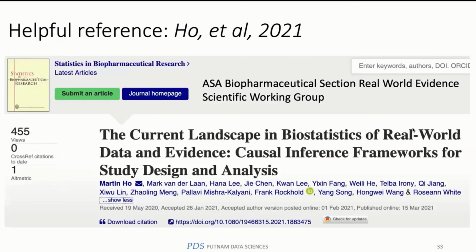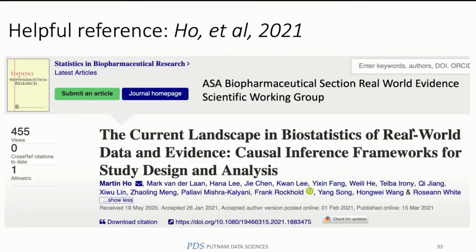The ASA biopharmaceutical section put together a working group, the Real World Evidence Scientific Working Group. And this paper is led by Martin Ho and others. It discusses this whole thing about real world evidence. It doesn't talk about SAPs; I don't think it mentions them. But it discusses real world evidence and how to think about it from this perspective. So if you're interested in it, I totally recommend this paper to you. It's really clear and comprehensive and directed to biopharmaceutical section members, so it should be of interest.